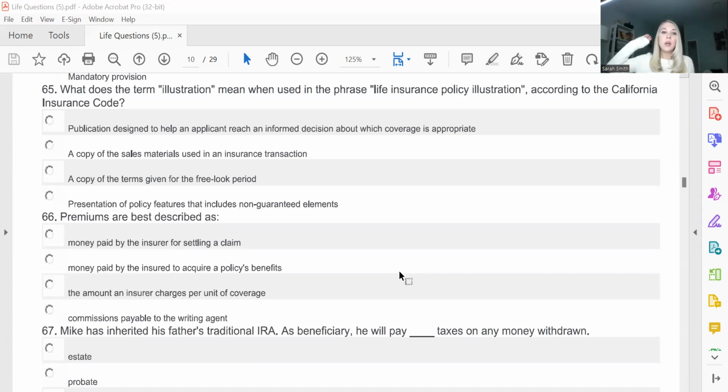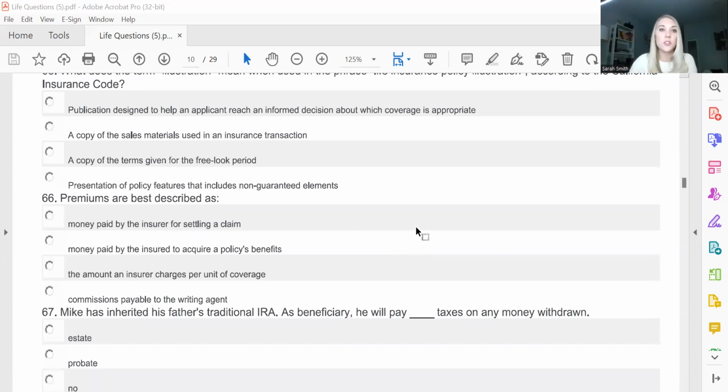So when you pull up an illustration, you say, how old are you? What's your name? How many years are we looking to cover you and how much coverage do we need? If it's something like universal life or a whole life, it's going to go up and grow in cash. It'll illustrate projections, right? Non-guaranteed elements of what that policy could potentially do. So it's an illustration, presentation of policy features.